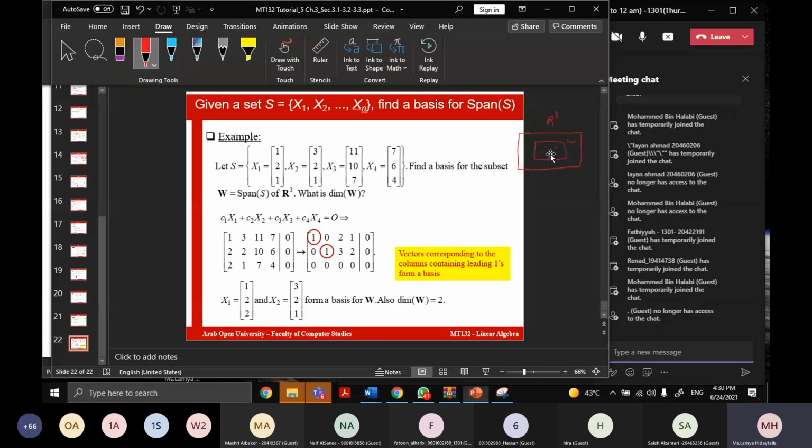Clear? So this subspace, its dimension is 2, although it is a subset of R3. I need only 2 vectors to generate it. So its dimension is 2. Clear? So we finish this chapter.